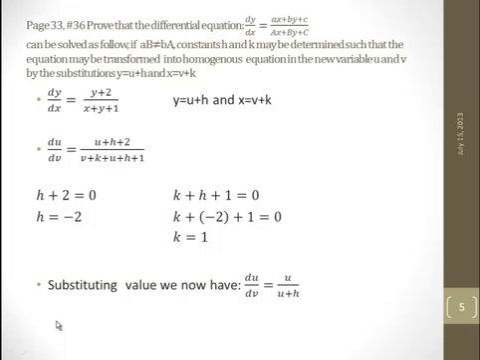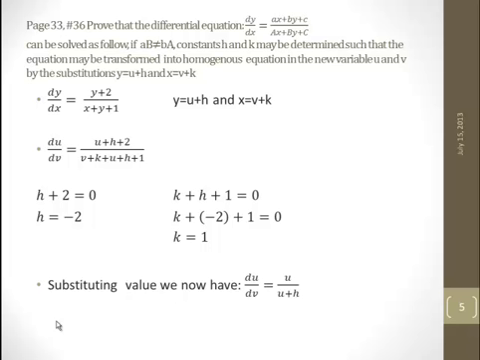Page 33, number 36. We'll prove that the differential equation dy/dx = (ax + by + c)/(Ax + By + C) can be solved as follows. If aB is not equal to bA, constants h and k may be determined such that the equation may be transformed into a homogeneous equation in the new variables u and v by the substitution y = u + h, x = v + k.